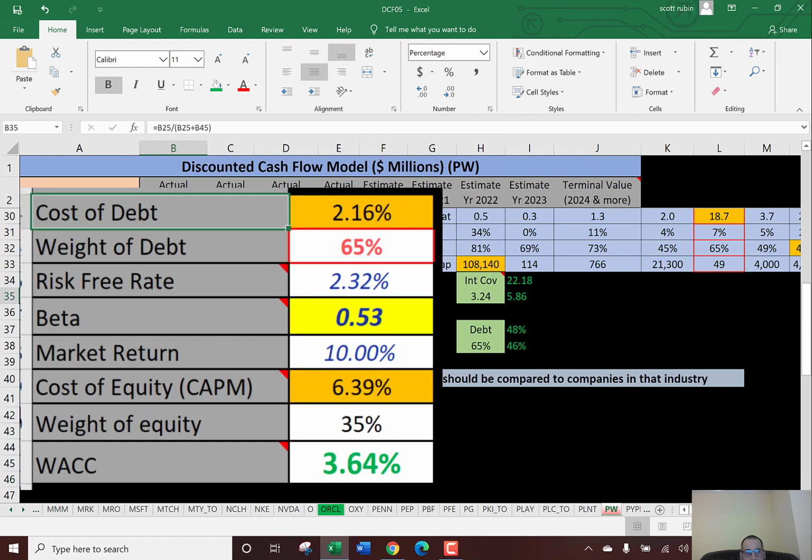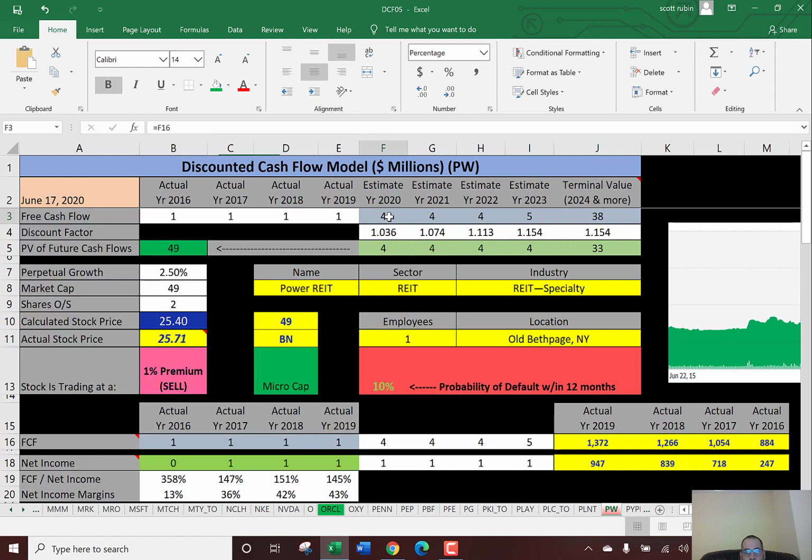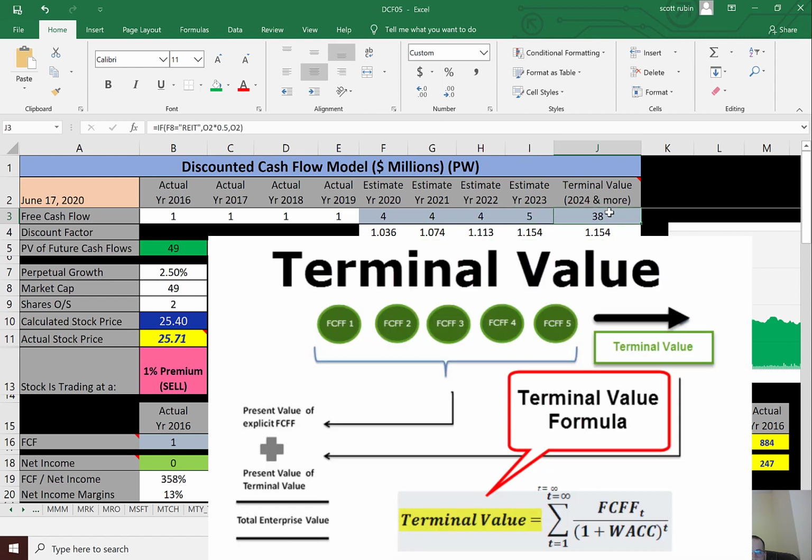It's a bit high. The rest is equity, so the WACC is a blend of cost of equity and the cost of debt, and that's 3.64%. So that's what we're going to discount the future cash flows by. We estimated the future free cash flows for 4 years, and then we did a terminal value, which is all years past year 4. We discounted those numbers back to today, and we get a value of the company of $49 million.